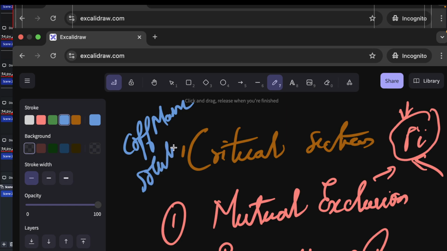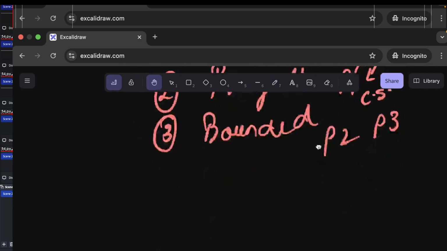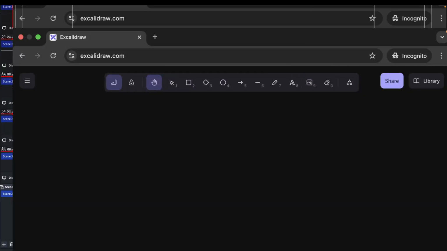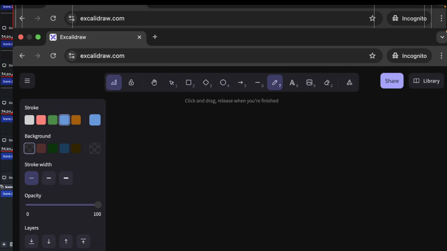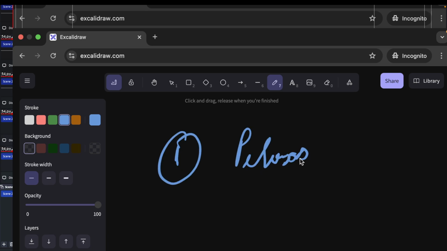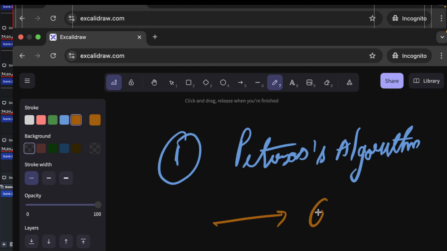So now, how to achieve all three when I have a multi-processing system, right, or I have multiple processes being scheduled? So the first solution is Peterson's algorithm. Now this algorithm will only work for two processes. Peterson's algorithm is used to solve the critical section problem for two processes. If you have multiple processes, then this won't work. For two processes only.